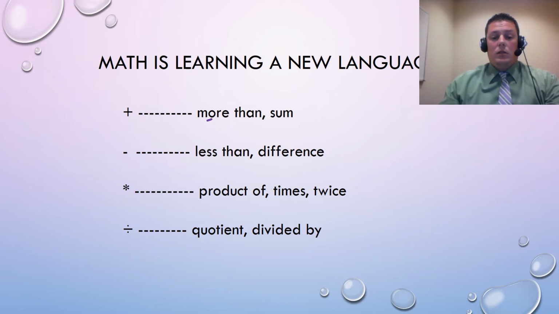So when you see the words more than or sum, we're thinking addition. When you see the words less than or difference, we're thinking subtraction. When you see the words product of, times, twice, we think multiplication. And when you see the words quotient, divide by, you will think division. Now there will be other things we'll be adding to this list as we go along, but this is a terrific start in order to translate, which is what you would do if you were learning a different language, a word problem into an algebraic expression, which is a little simpler to understand.